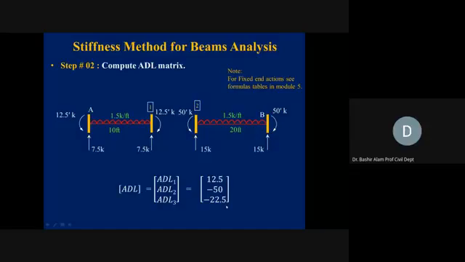Next now, the ADL matrix is generated that easily. Look here, we are taking these movements as independent because we took independent rotations D1 and D2. That's why we include the corresponding values in the ADL matrix.